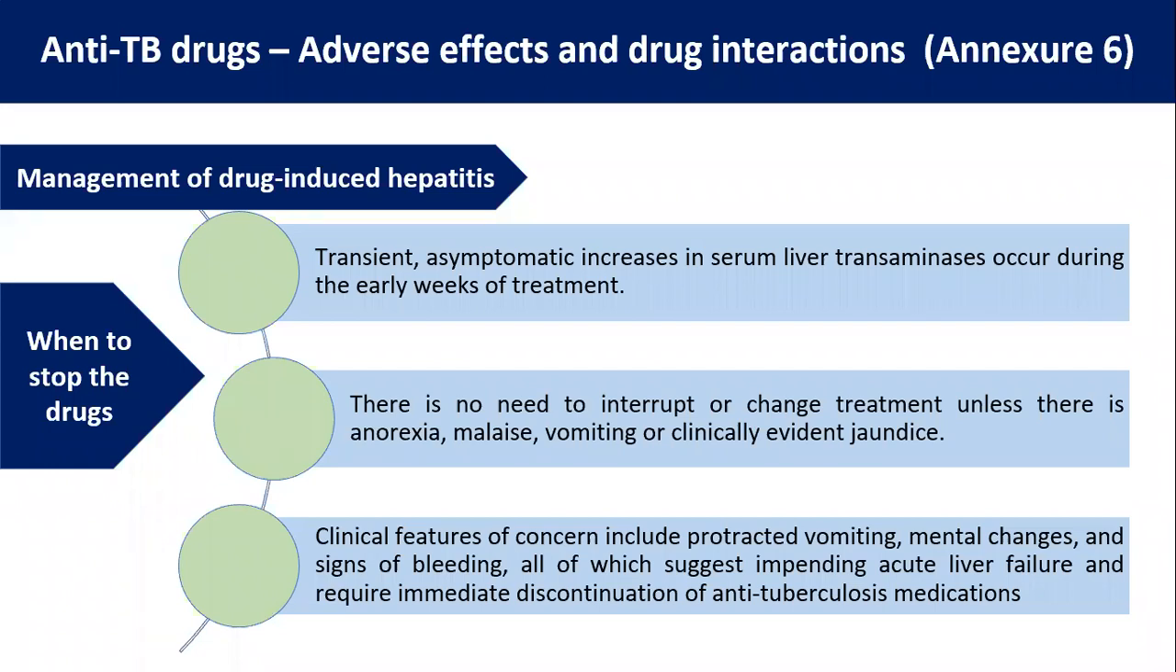But if there are any symptoms of jaundice or the jaundice is apparent, then we need to stop if the transaminase elevation is more than 3 times or there is an increase in bilirubin. But in case the patient is asymptomatic and there is no jaundice, but the transaminase goes up to 5 times the upper limit of normal, then also we need to discontinue ATT. The 3 symptoms which are very important, which point towards fulminant or acute hepatic failure, are protracted vomiting, mental changes, and signs and symptoms of bleeding. In that case, we need to stop all ATT immediately.